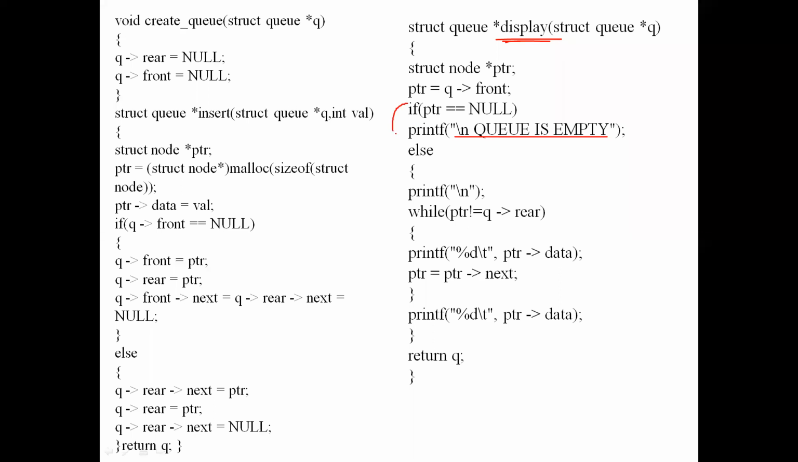Then if this is not working, it goes to the else part. So what is there in the else part? Just displaying each and every element in the queue.